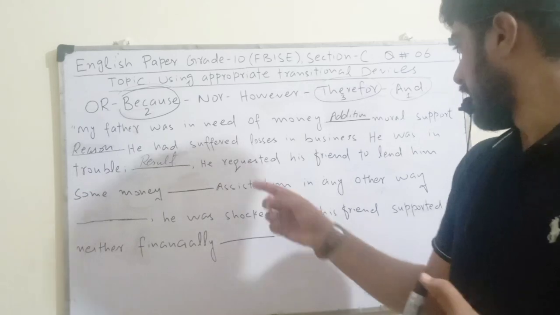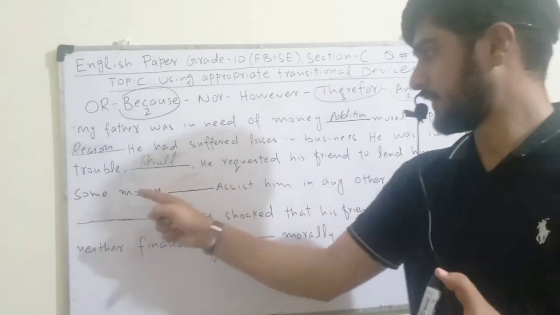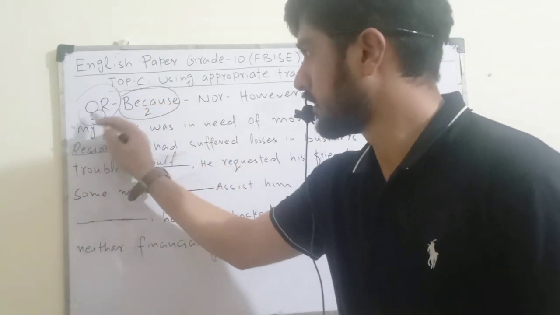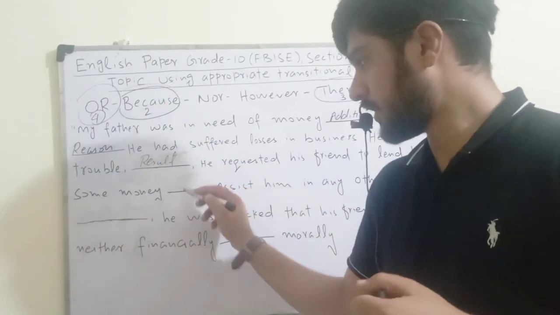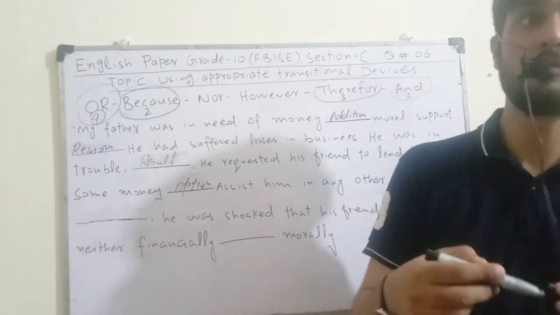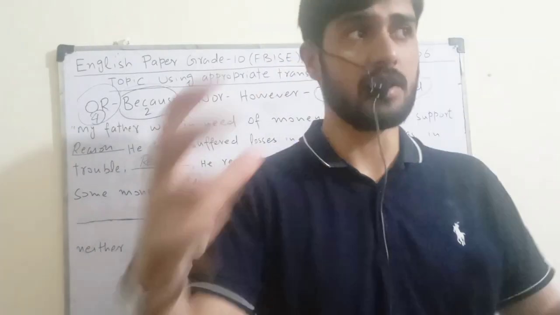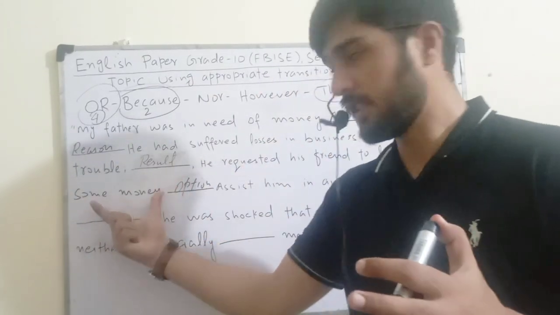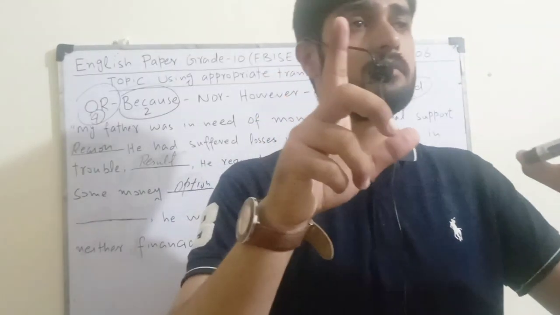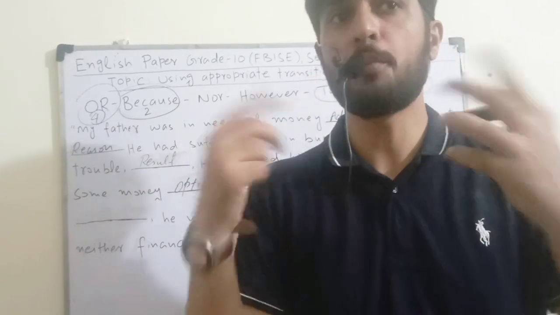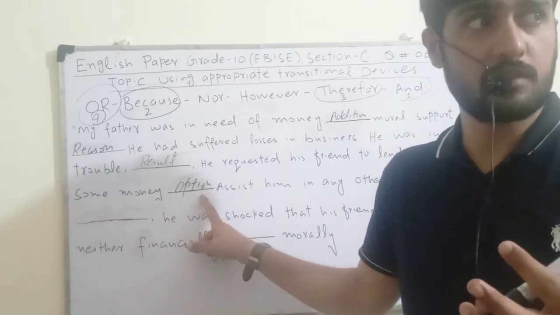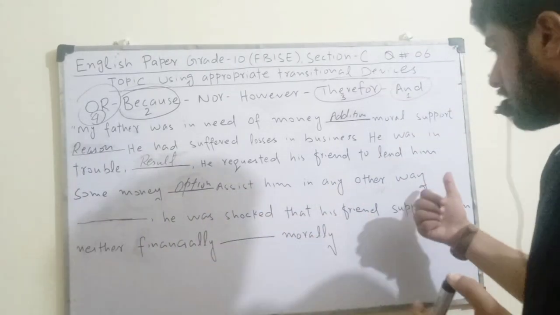And the fourth: he requested his friend to lend him some money, or assist him in any other way. The fourth transitional device is "or." What is the use of "or" as a transitional device? It is for option, when we make a comparison in terms of option between two ideas. First is money, second is any other way. So there is a comparison in terms of option. So here we use "or." This is transitional device number 4.